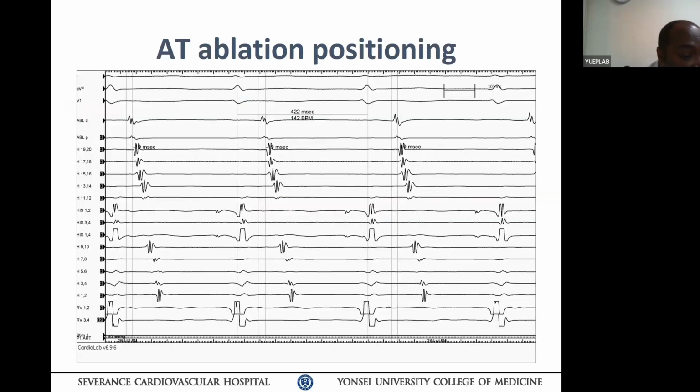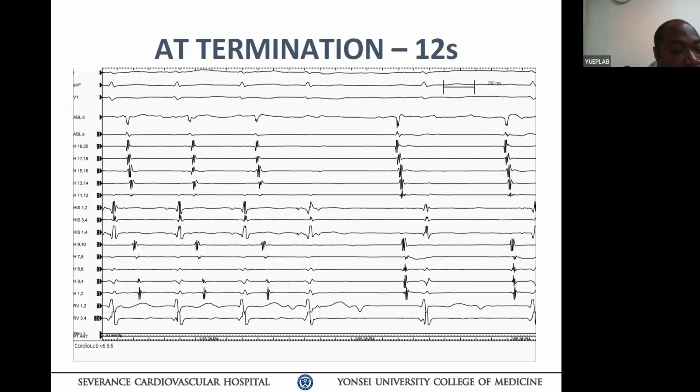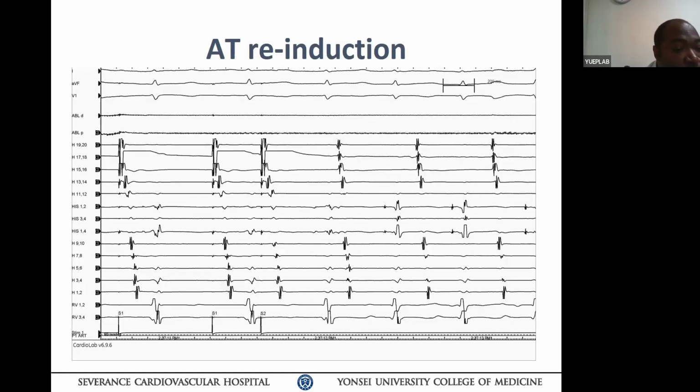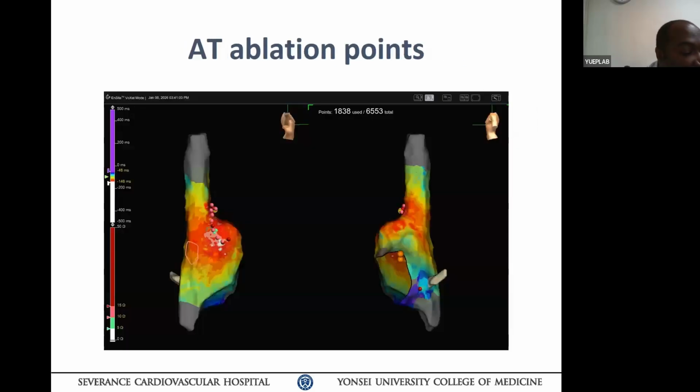Ablation catheter was positioned, and we can see here that it's preceding the H19-20 by 19 milliseconds. And this was the positioning of the catheter. On ablation, atrial tachycardia terminated within 12 seconds, but it was reinduced at a point, and so the catheter was repositioned. And this is a final map showing the ablation points.